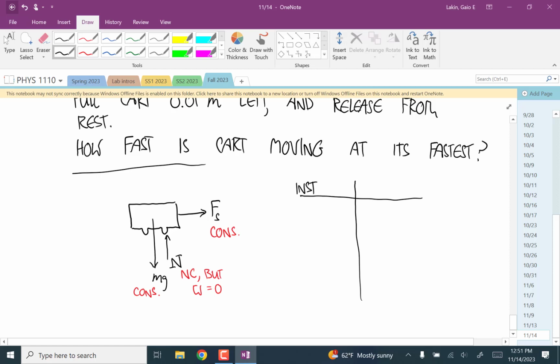Instant 1 is when it's pulled to the left. Instant 2, the way I'm going to do this is I'm going to just choose some arbitrary instant in the motion. So I'm going to just leave x as a variable and leave v as a variable. And then we're just going to figure out when that v is going to be the biggest. Okay, so this instant is arbitrary.